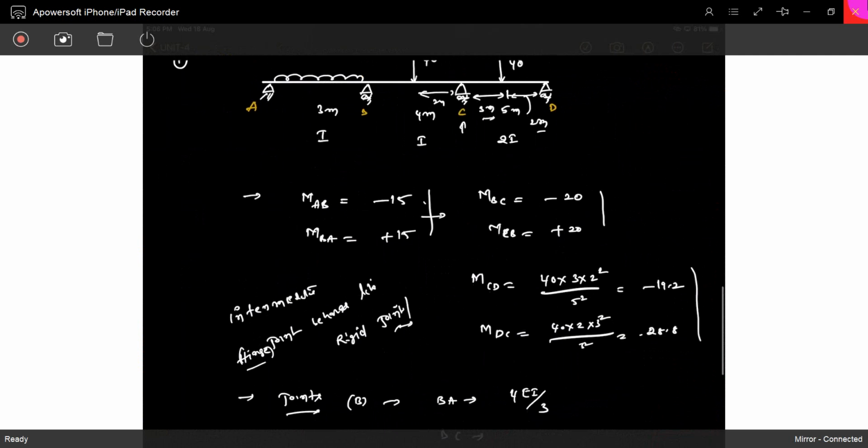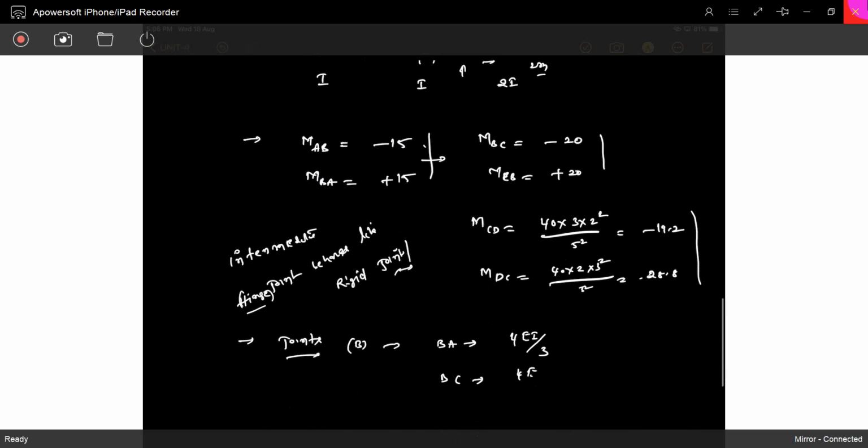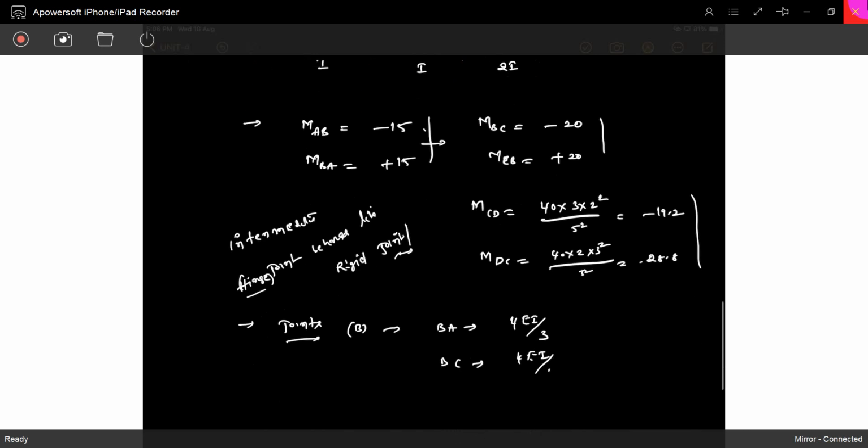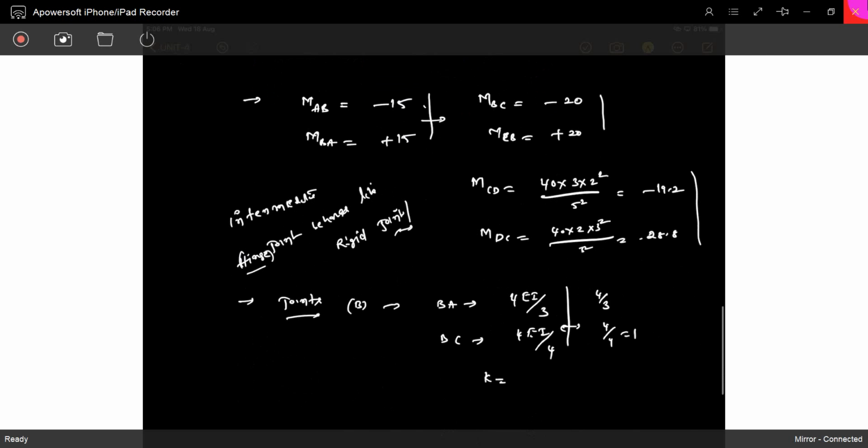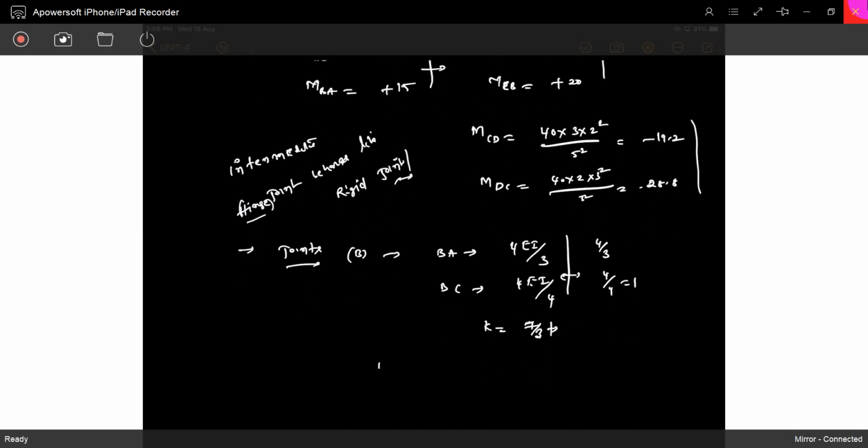See, it behaves as a fixed support or fixed joint. So that's also 4EI by L, with L as 4 meters. Now you can write 4 by 3 and 4 by 4, which is 1. So the total stiffness is 1 plus 4 by 3, which is 7 by 3. No need to write EI. The distribution factor for BA is 4 by 3 divided by 7 by 3, so it's 4 by 7.